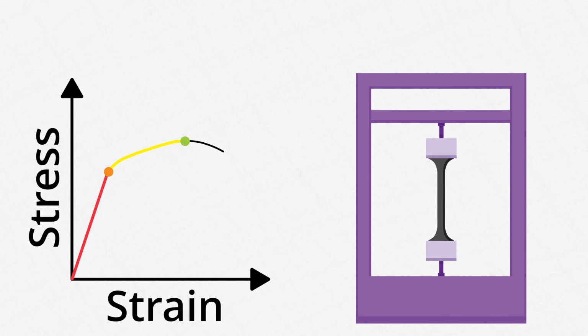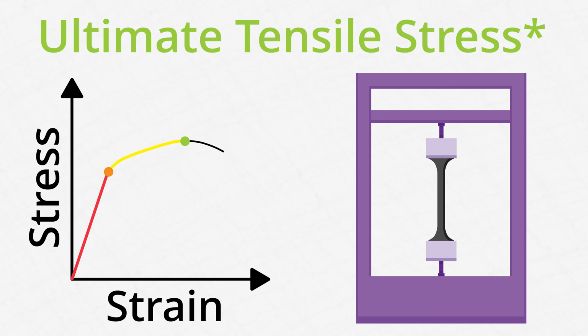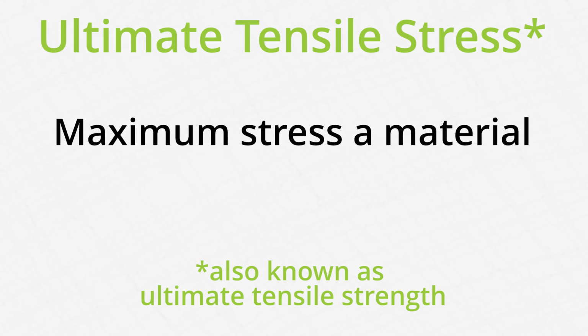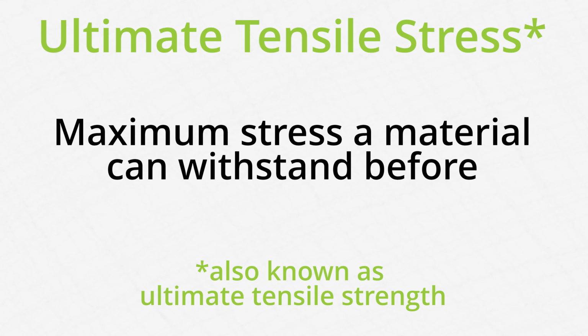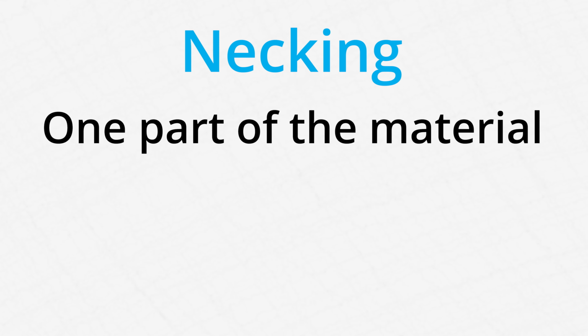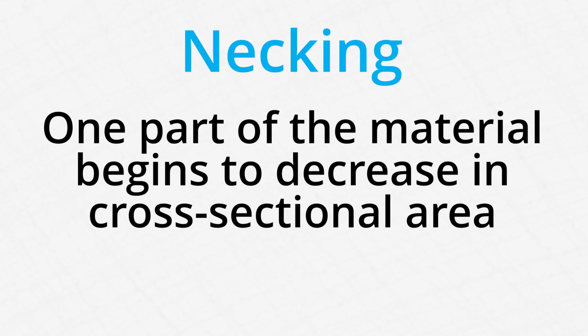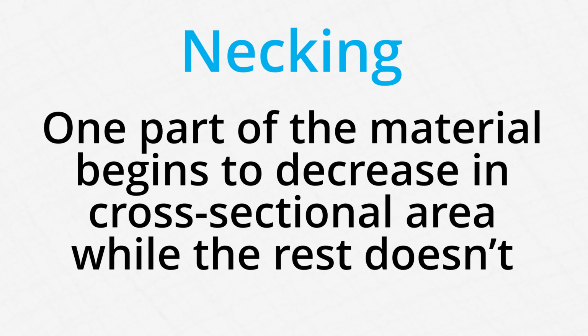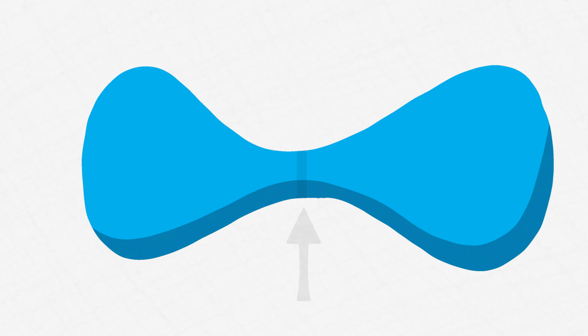The highest point on this diagram is called the ultimate tensile stress. This represents the maximum stress a material can withstand before necking begins. Necking is when one part of the material begins to decrease in cross-sectional area while the rest of it doesn't. If you pull apart gum, the very center of it is a lot smaller than the edges. This is similar to necking, but rather than being a very gradual change from wide to thin, necking in most material testing has a much quicker shift from wide to thin.